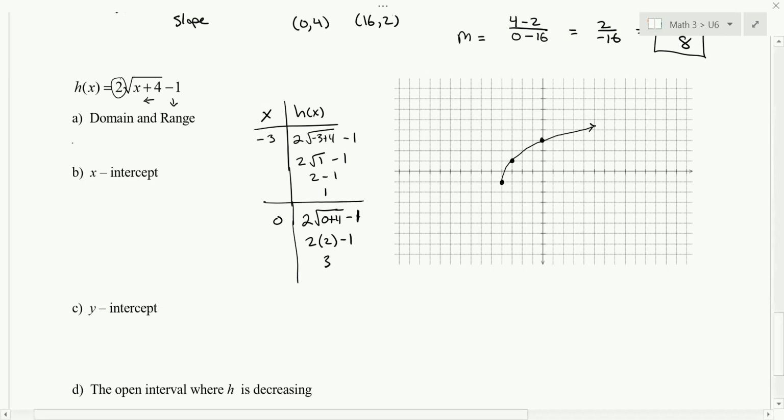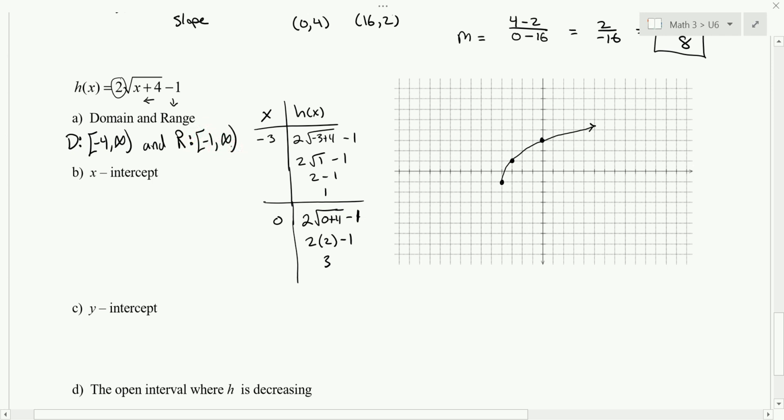Domain, what do you guys put for the domain? Domain goes from where to where? Negative 4 to infinity. And the range? Negative 1 is the low point, up to infinity.